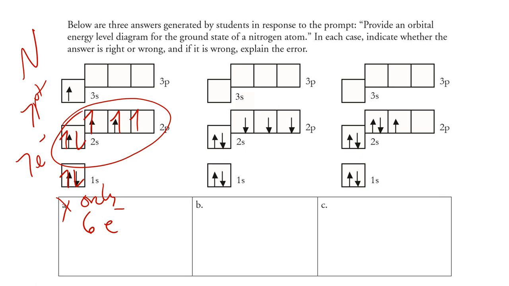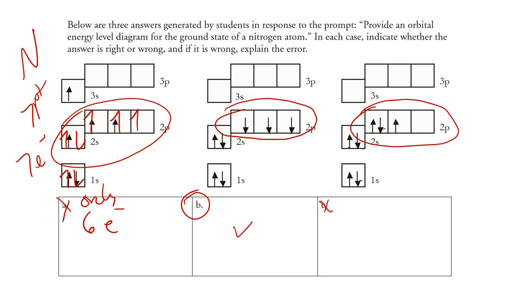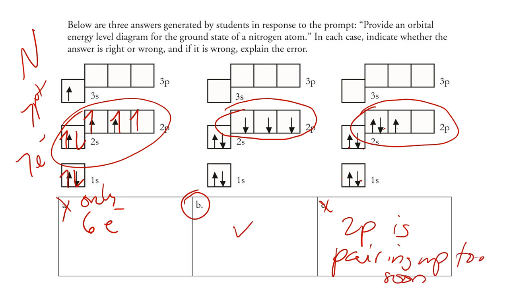Letter B is actually okay to use, because even though they're not pointing up first, all of these in the 2p suborbital, they're all facing the same direction, so that's okay. So why is the last one incorrect also, like A? So here we have 1, 2, 3, 4, 5, 6, 7. We do have 7 electrons, but notice how here they were pairing up too soon. So the 2p was pairing up too soon. So don't do this because you're breaking the rules for this.